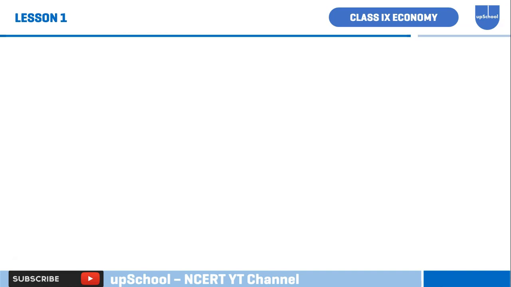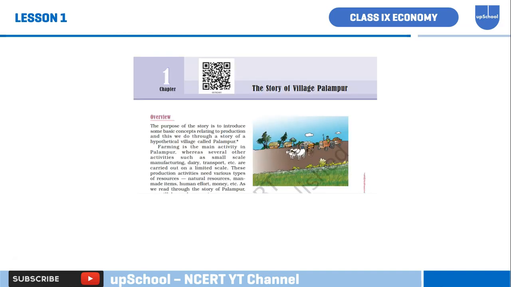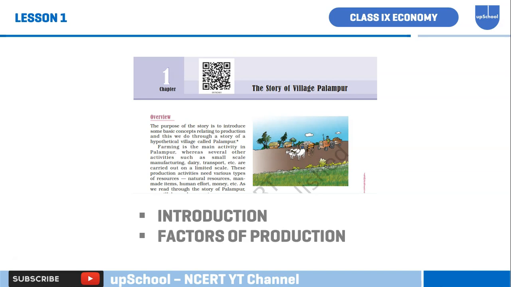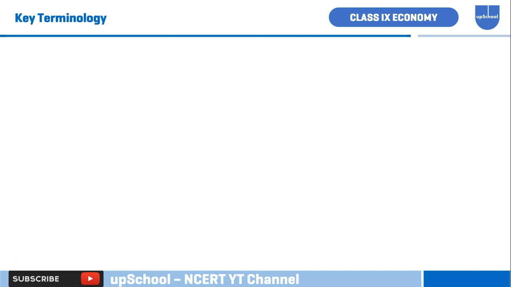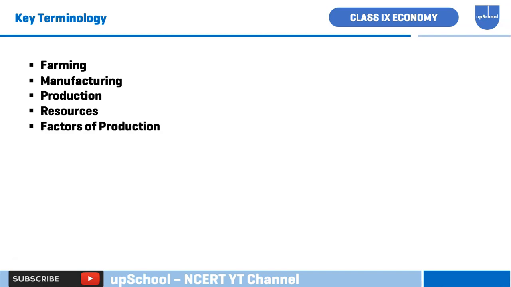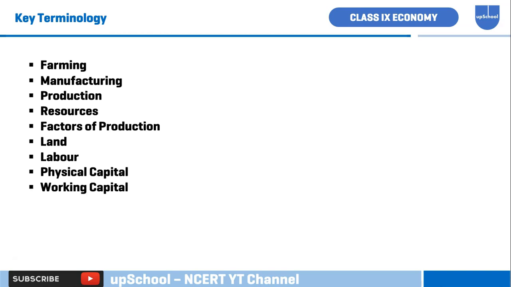So the chapter that we're discussing is from NCERT Class 9 Economy, Chapter 1, The Story of Village Palampur. So in this Lesson 1 tutorial, we will be discussing introduction and the factors of production. The key terminology in this tutorial: farming, manufacturing, production, resources, factors of production, land, labor, physical capital, working capital, and human capital.